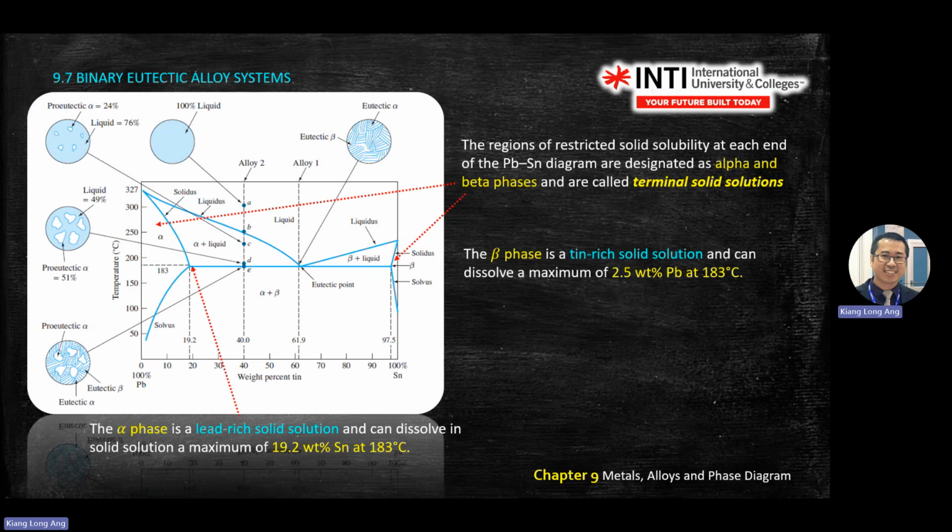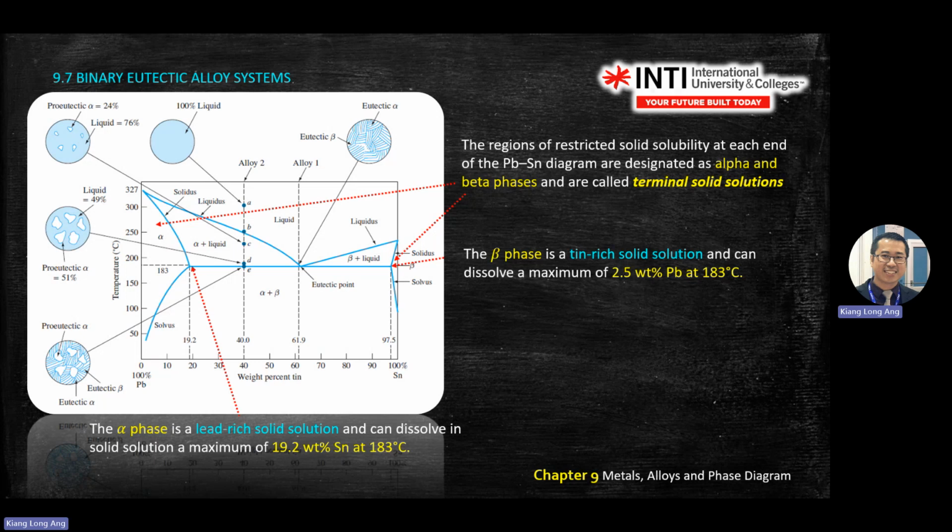Solubility is 97% Sn and 2.5% Pb at 183 degrees C. Okay. You just drop down and see what is the maximum you can fit in. Just don't confuse between the two members here.